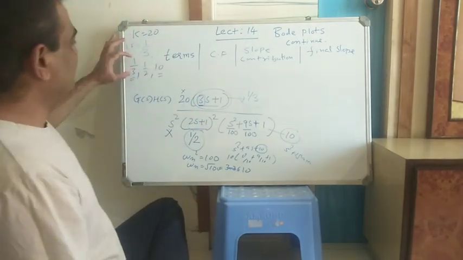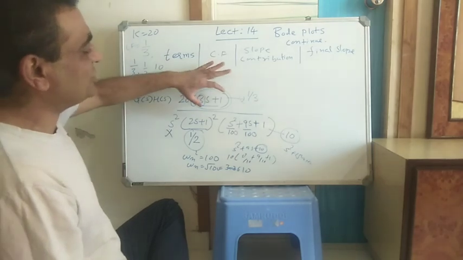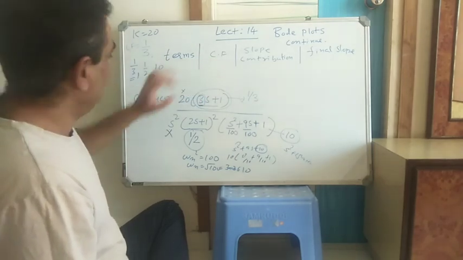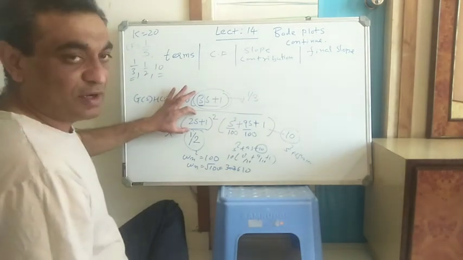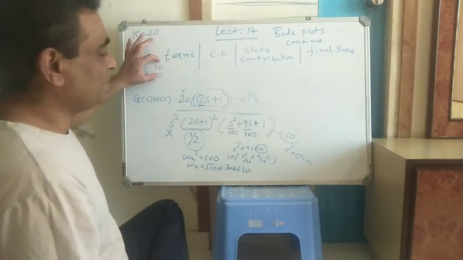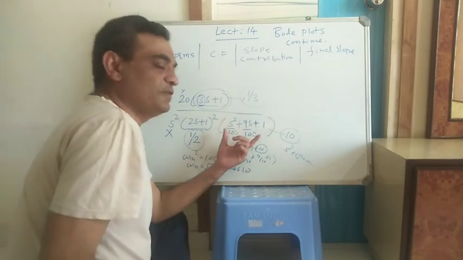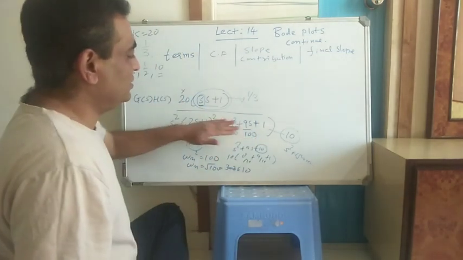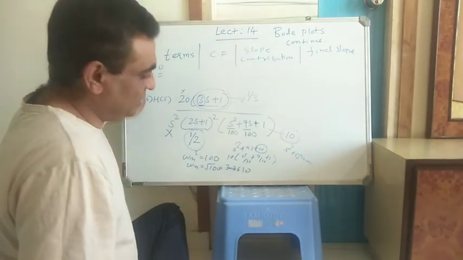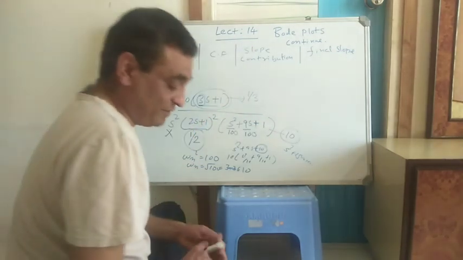Now I should know which term each corner frequency comes from. 1 by 3 is the corner frequency from the 3s plus 1 term. 1 by 2 is from the 1 by 2s plus 1 whole square term. 10 is from the second order term in the denominator. This second order term can be in the numerator also, but the slope contribution would be different.